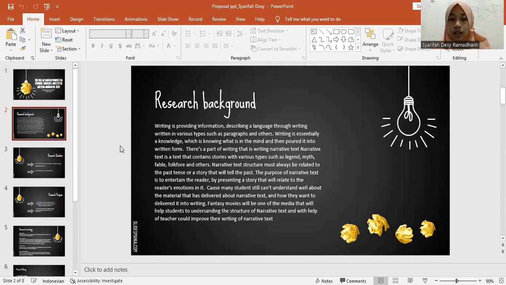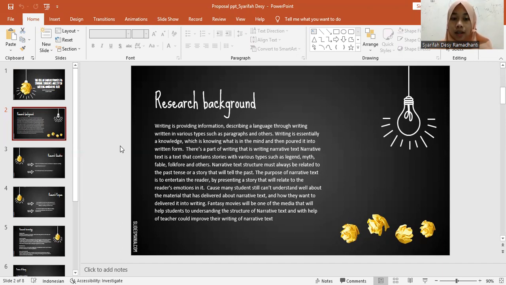Writing is essentially a knowledge, which is knowing what is in the mind and then putting it into written form. Okay, now there is a part of writing that is narrative text. There are many kinds of writing, like recount text, descriptive text, and others. But for this research, I will focus on narrative text.